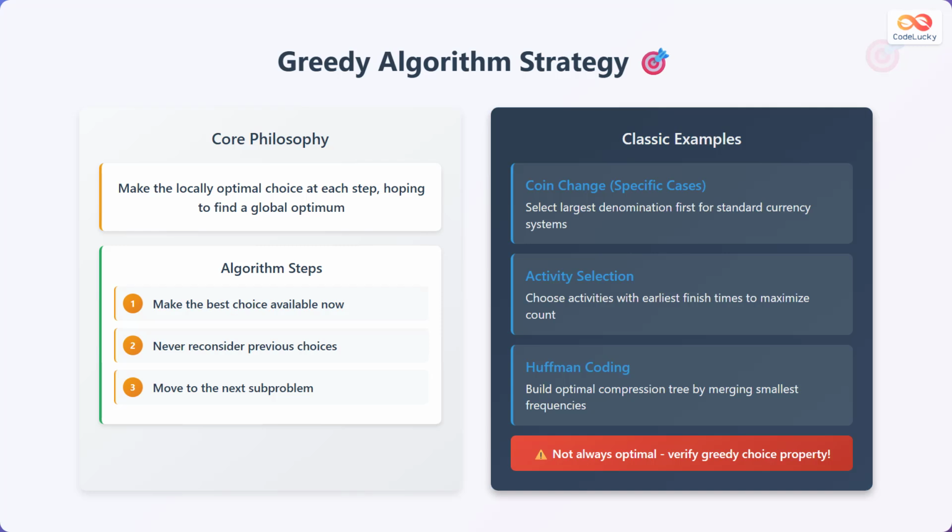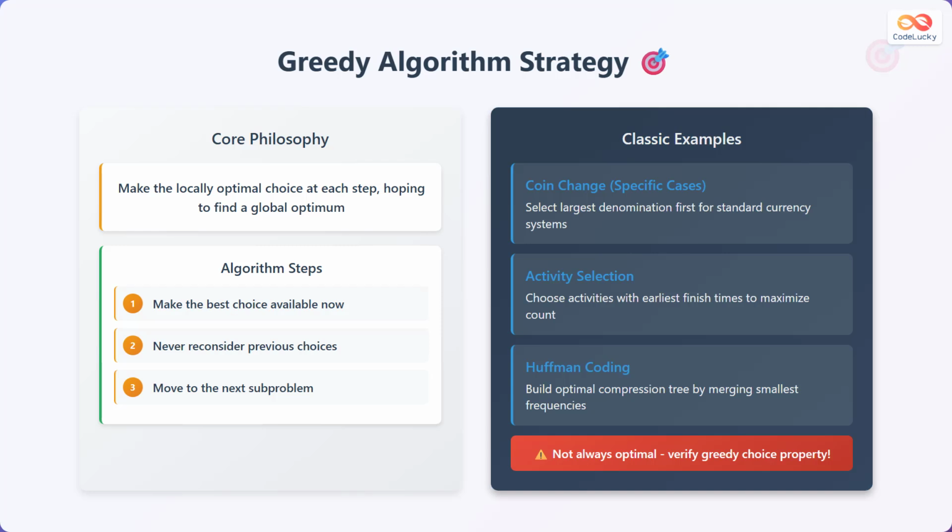Classic examples demonstrate when greedy algorithms work effectively. The coin change problem works for standard currency systems by always selecting the largest denomination first. Activity selection maximizes the number of activities by choosing those with the earliest finish times. Huffman coding creates optimal compression trees by repeatedly merging nodes with the smallest frequencies.